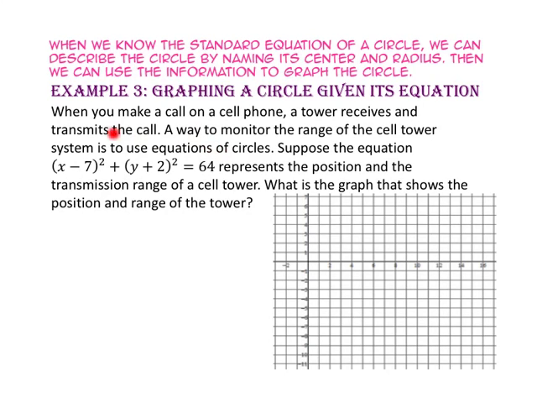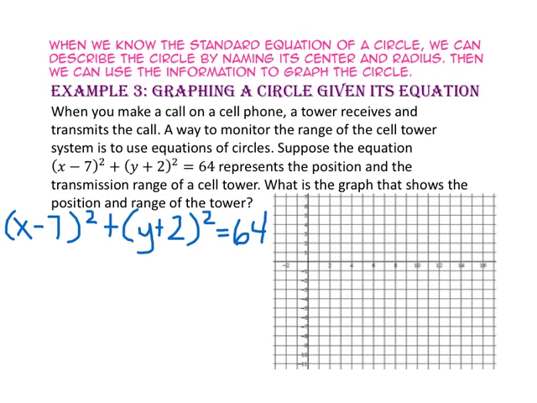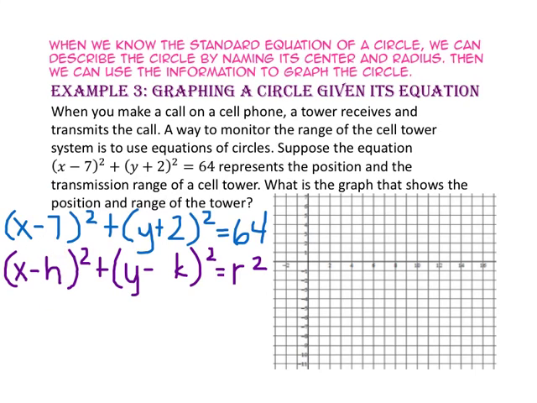Let's begin by rewriting the given equation of the circle. Below that, let's write the standard equation of a circle. (x - h)² + (y - k)² = r². Since x - h is represented by x - 7, we know h will equal 7. Since y - k is represented by y + 2, we know k must be -2 because a negative and a negative make a positive. So the center of our circle is (7, -2).